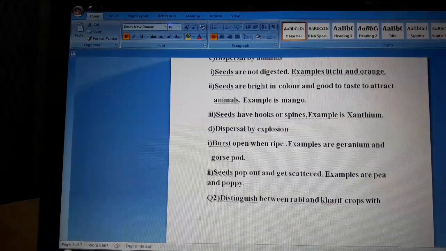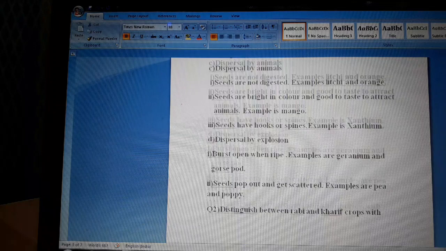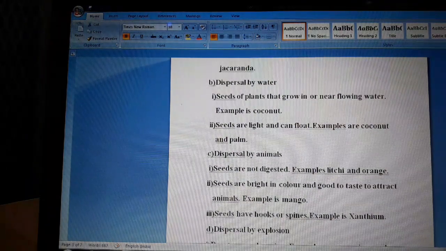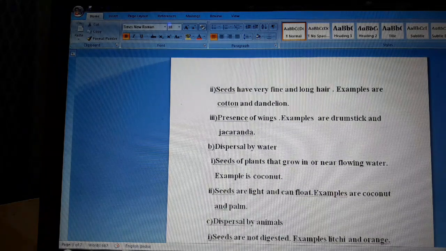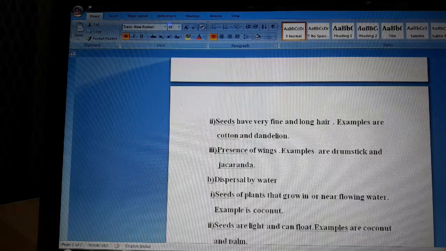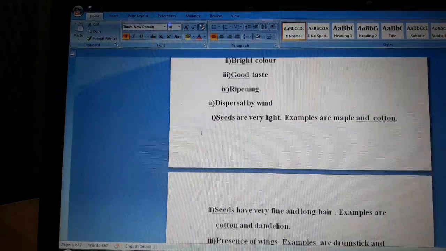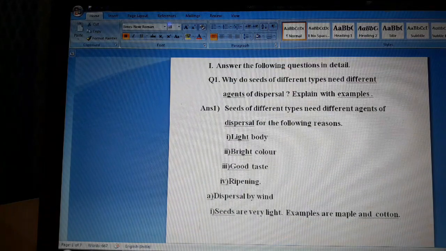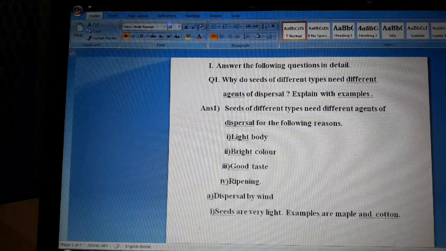Okay. Now I shall explain you the answer. If I explain you the answer, it will be easier for you to learn. If you understand, please do write the answers in your own words. It doesn't mean that you have to copy everything. If you know the answers, you can write in your own words. You will be getting marks for it also.